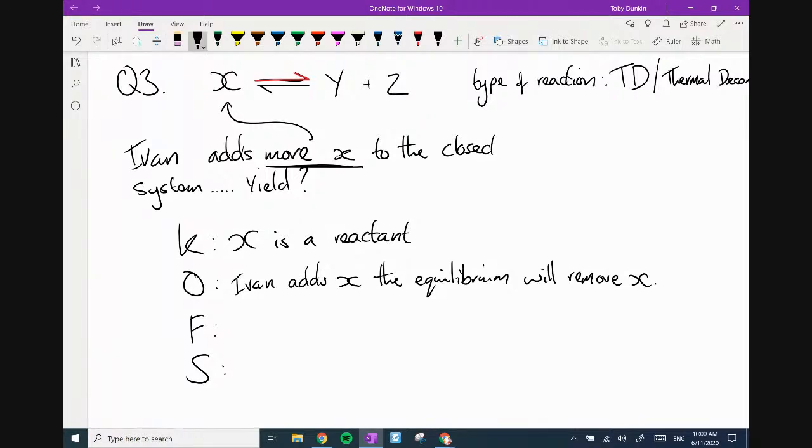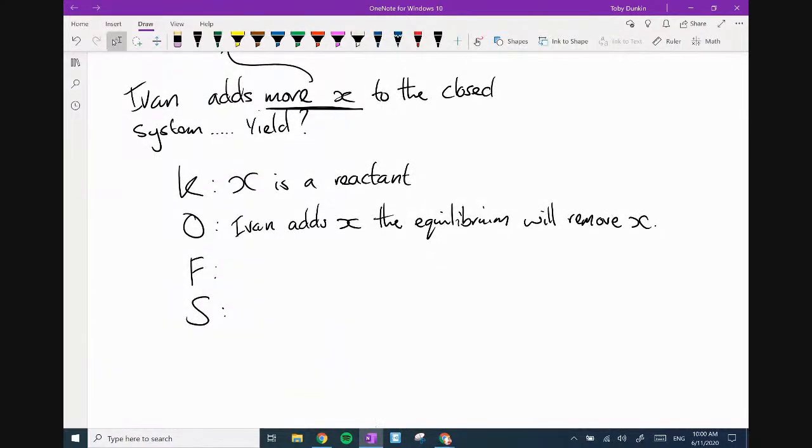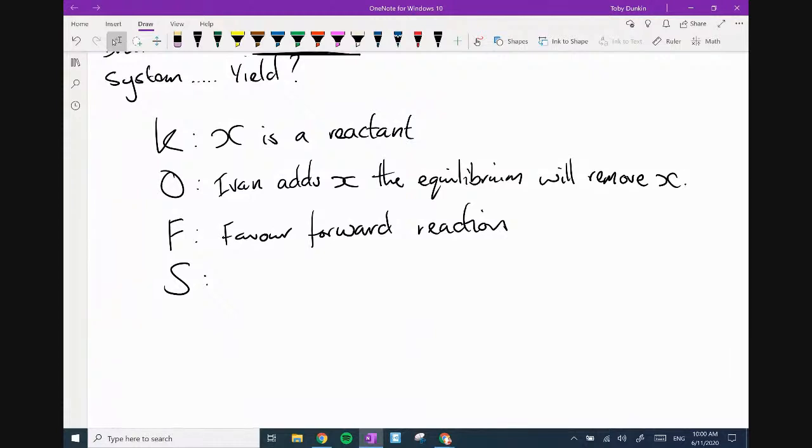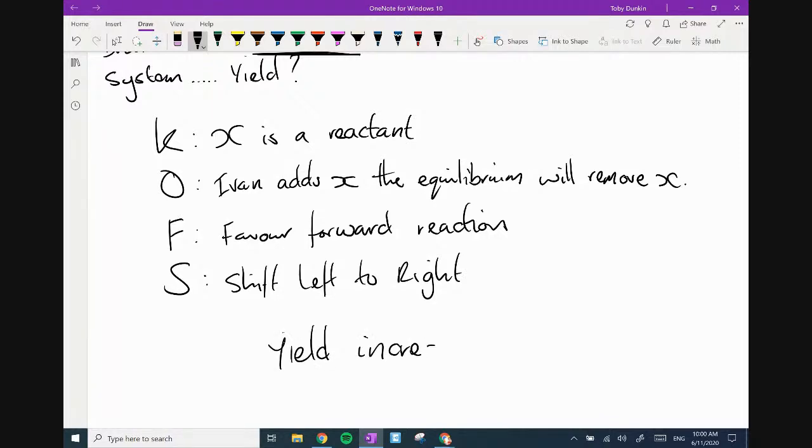Donna, you've just basically said exactly what I'm writing, which is amazing. Donna, I'm so impressed with you, young lady. You're such a great chemist. Ivan adds X, equilibrium will remove X. Favor forward reaction. Absolutely nailed it. Forward reaction. God, I love the fact that you're able to do that, Donna. It makes me feel good because it means that I'm doing something right in my equilibrium lessons. If you can spit that out like that, that's amazing. Favor forward reaction. Shift left to right. I don't know why I capitalized it. I shouldn't do yield increases. By the way, I didn't actually expect to do yield increases every time.